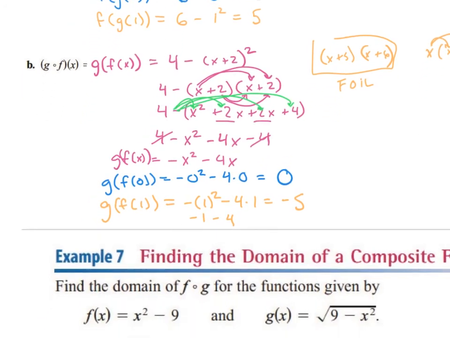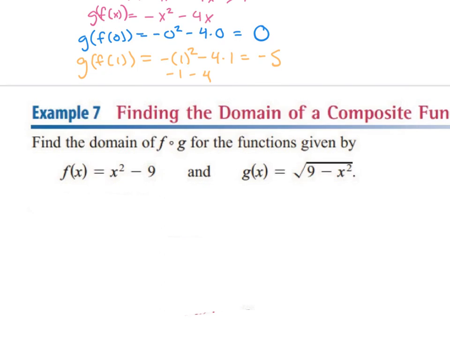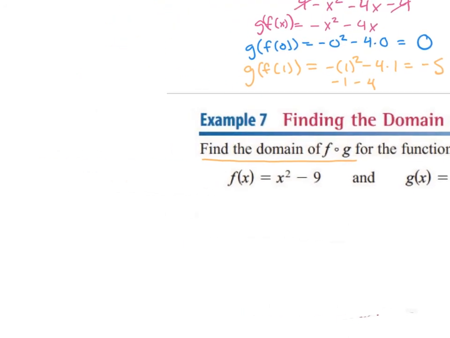All right, let's take a look at example 7. So here it's asking us to find the domain of f of g of x for the function f of x is equal to x squared minus 9, and g of x is equal to the square root of 9 minus x squared. So when finding the domain of f of g of x, we need to find the domain of our input here, so what's inside our parentheses, and then find the domain of the whole thing, and then our domain for the whole thing is what's in common between these two.